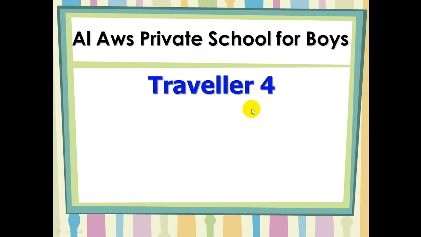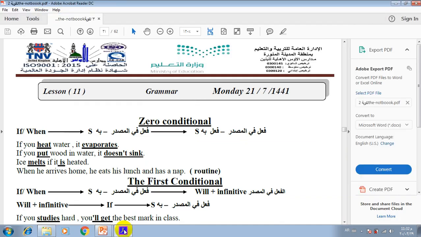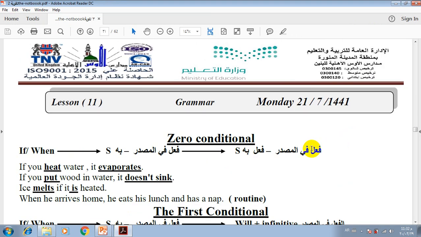Our lesson today is for Traveler 4, Lesson 11, pages 31 and 32. Grammar. Now, my dear students, let's open your notes on page 31. We are going to explain conditional sentences, zero, first, second and third conditionals. Let's start with zero conditional.